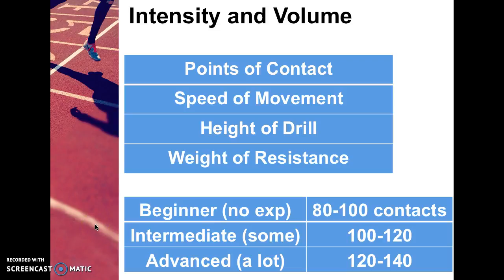How about intensity and volume? How do we look at this? Well, we look at points of contact, speed of movement, height of the drill, weight resistance. All are intertwined, but we need to look at recommended contacts, right? So beginner, 80 to 100 contacts per session, intermediate, 100 to 120, and advanced, 120 to 140. Most of your high Olympic level athletes will not do more than 120.